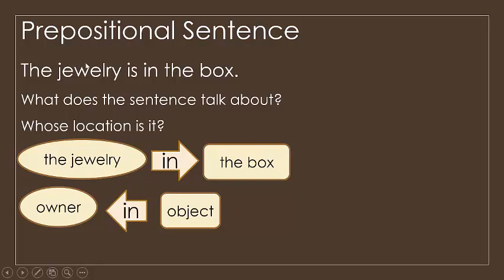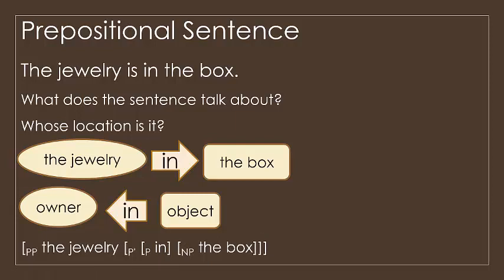And then we can describe the structure of the PP over here. This is the structure of the PP. The jewelry is a specifier, and we have P bar over here, branches into P as the head and the box as the complement of P. So once again, the jewelry is the specifier, and in here is the head, and the box is the complement of in.